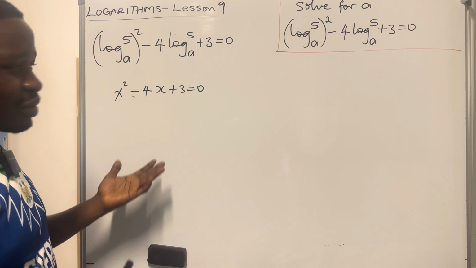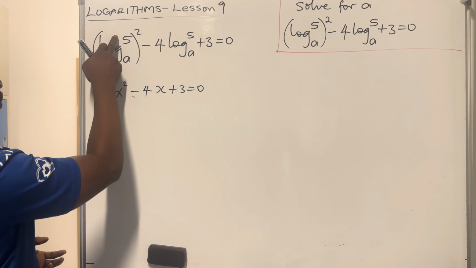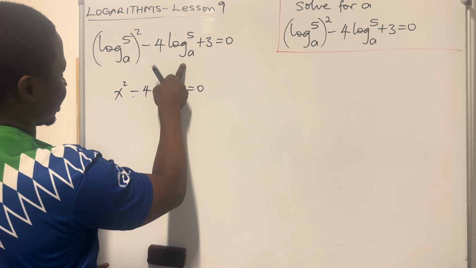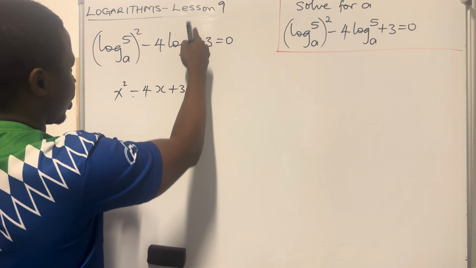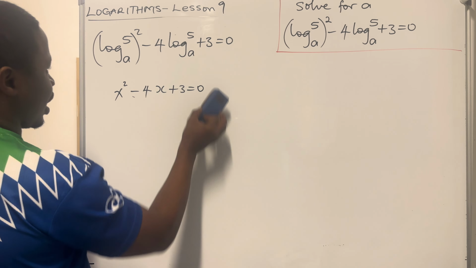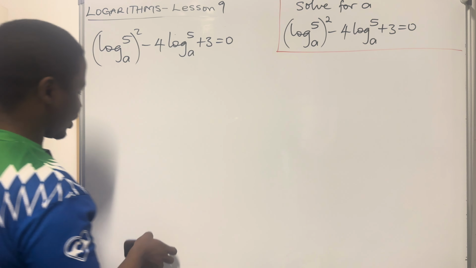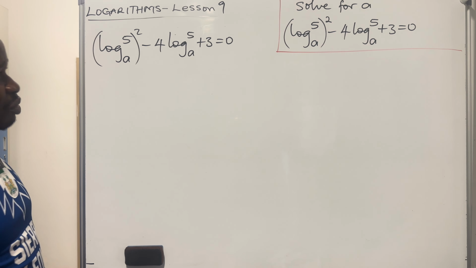So what do we see? We see a quadratic equation. You see log 5 base a, log 5 base a. This one is raised to a power of 1, and this one is raised to a power of 2. So this is what we need for a quadratic equation. But what do we do now?